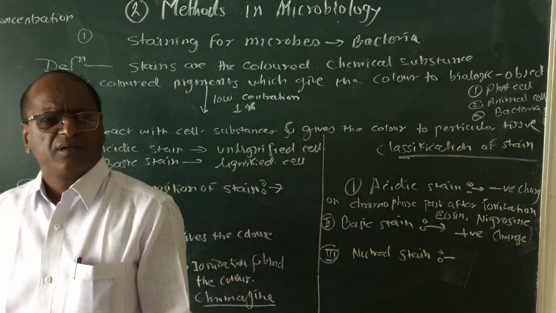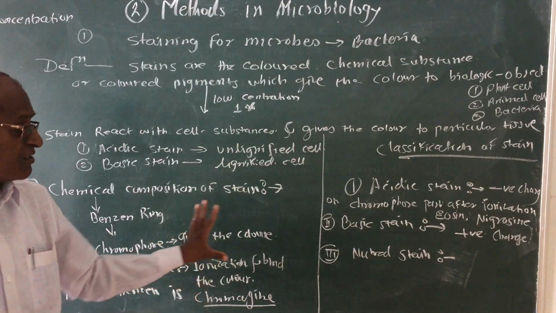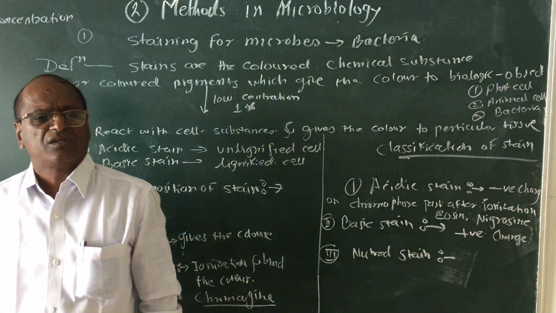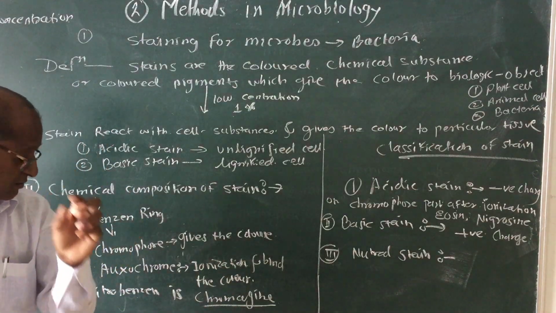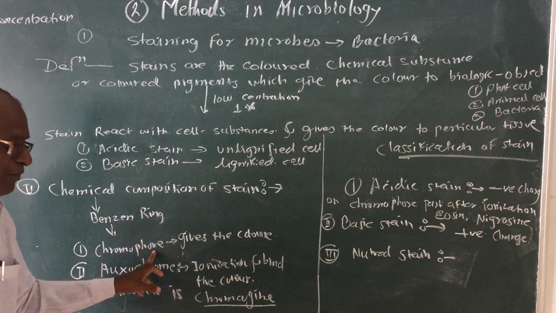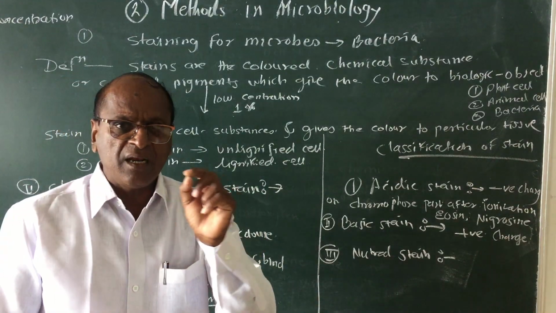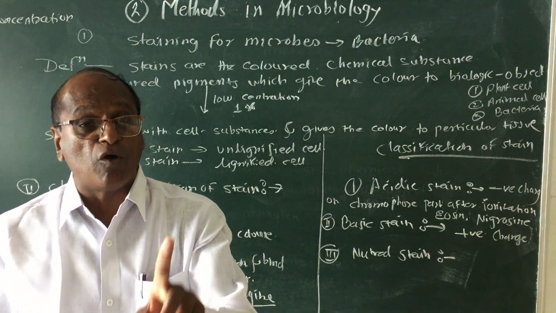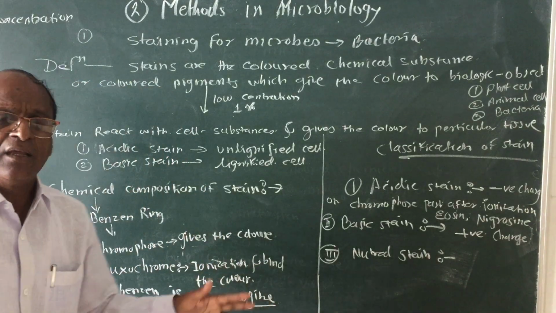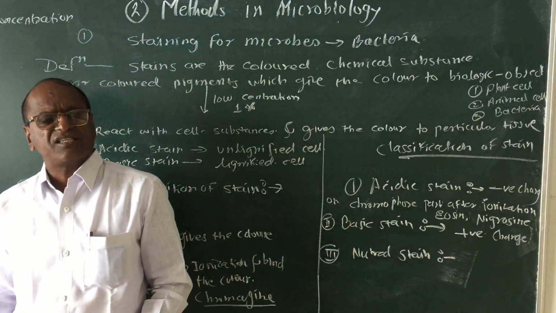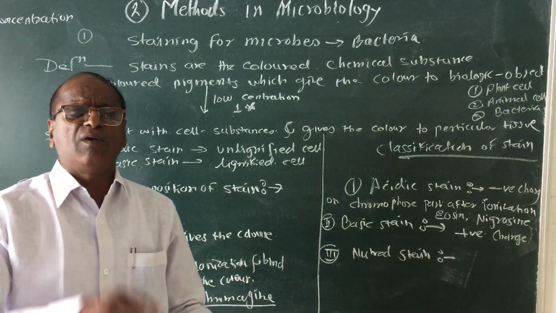We already studied the chemical composition of the stain. The chemical composition is very important. In chemical composition we studied the two important things, that is the chromophore and auxochrome. The benzene ring that consists of the chromophore is called a chromogen. And this chromogen may be positively charged after the ionization or may be negatively charged.